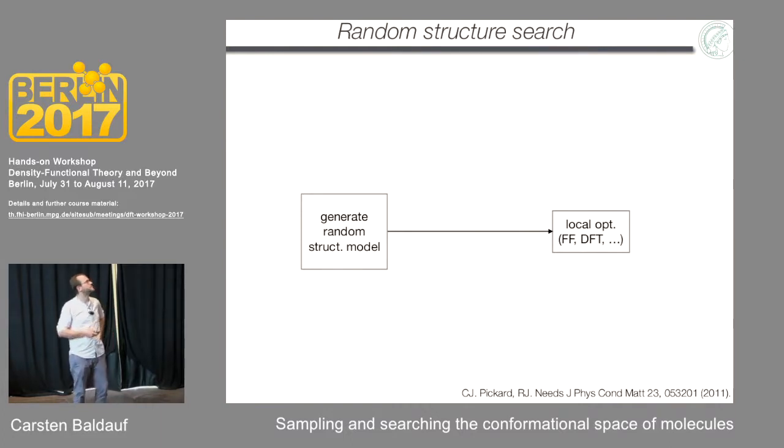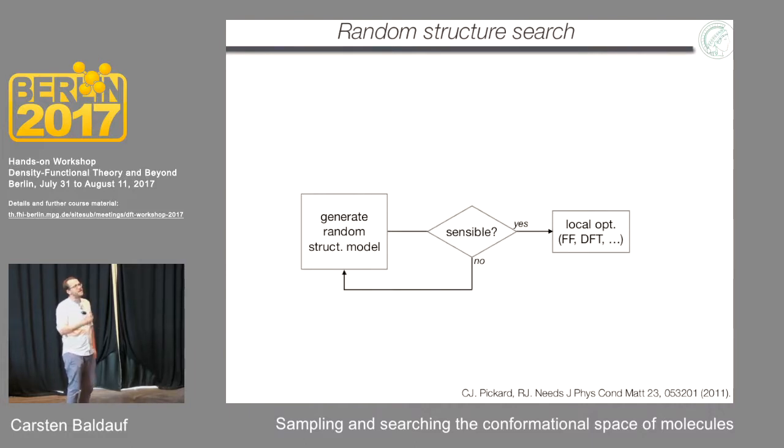But it's not that simple. This is the simple idea, and it's really cool to implement. It takes you 20 minutes to do, eventually. But they performed, of course, a few more checks. First of all, you generate a random model, and then you check, is it sensible? Does it produce clashes in the molecule or in the material or not? If it's not sensible, then you do it again. If it is okay, then you perform the local optimization.